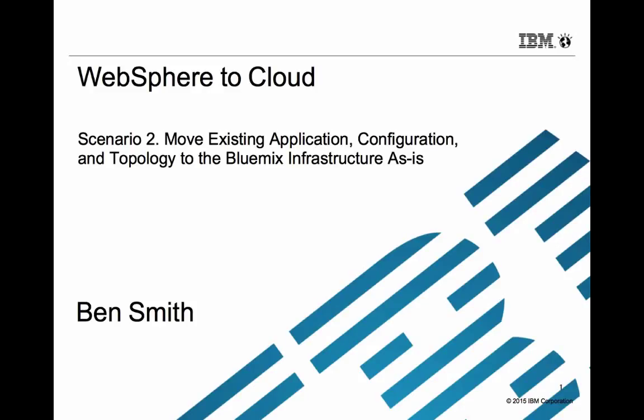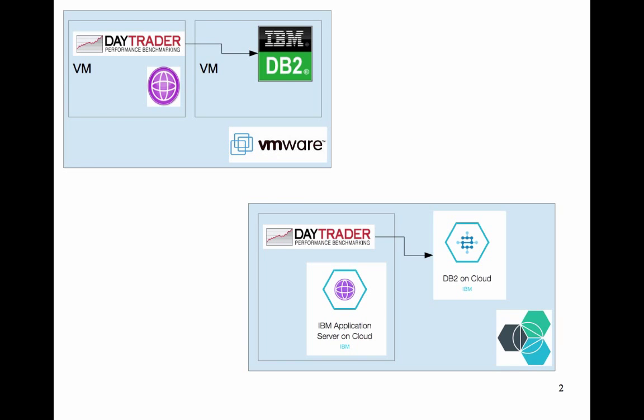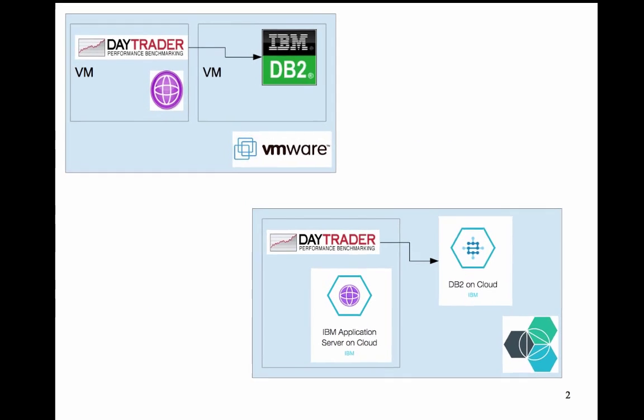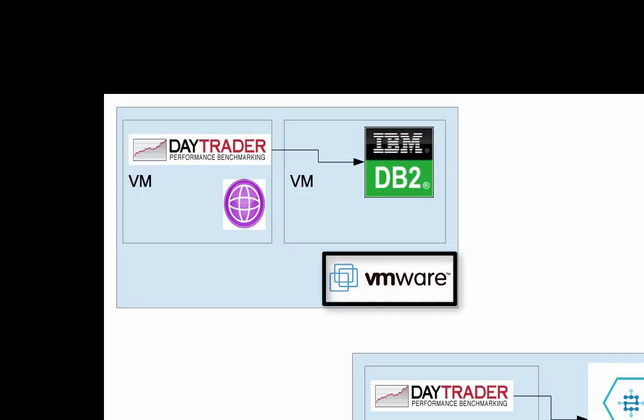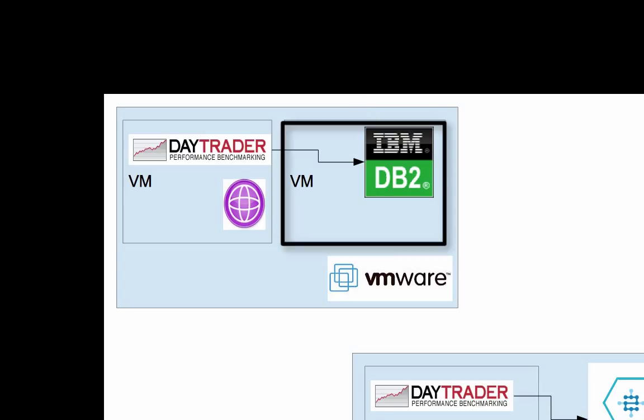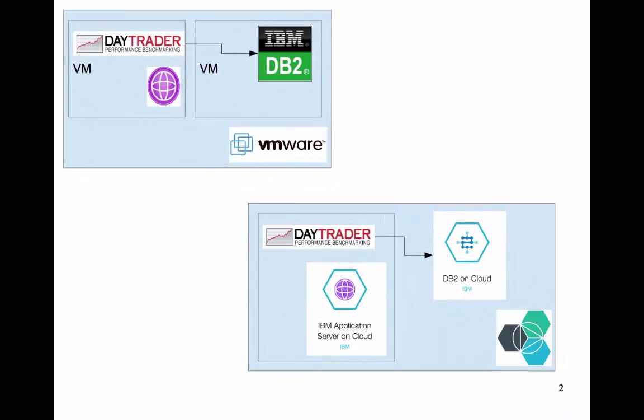Today I'm going to talk to you about moving your existing traditional WebSphere topology, application, and configuration to Bluemix as is, with no modification. To start, I have DayTrader, a traditional WebSphere application deployed on a virtual machine that runs in my VMware infrastructure. DayTrader relies in part on a JDBC connection to a separate virtual machine that runs DB2, which is also in my VMware data center.